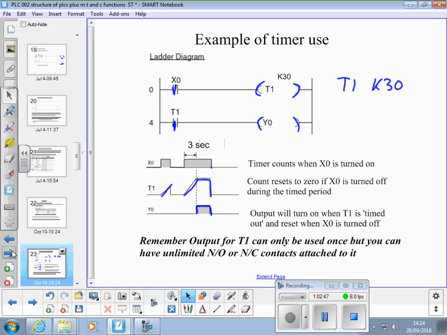So if you want to keep that timing, this has got to be a permanent switch, or you've got to switch it on and latch it in some way. And you might find that you need to do that at some point. Remember, output for T1, that bit can only be used once, but you can have as many contacts on that timer as you like, up to the memory limitations of your PLC.